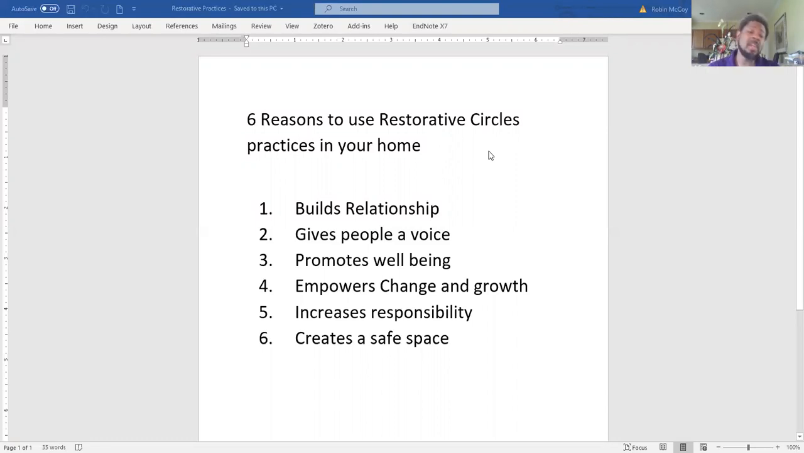All right. So it's going to build that relationship. The second thing is it's going to give people a voice. Well, the child's going to feel very powerful and empowered if they're able to speak their mind and they don't feel attacked.